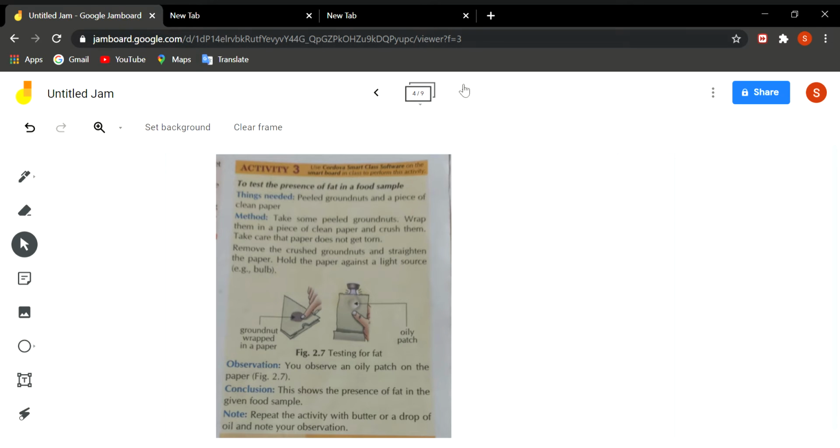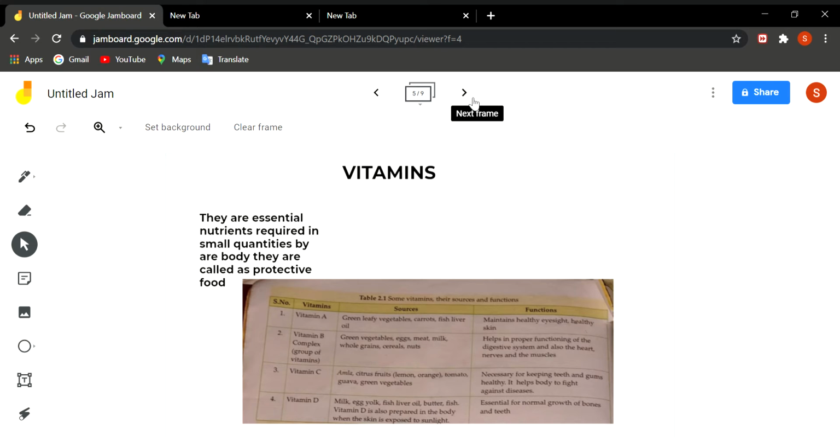Okay. Now we shall discuss vitamins. You must have heard the name of vitamins. Vitamins are essential nutrients required in very small quantities for normal functioning of the body. The foods rich in vitamins are called protective foods. There are different types of vitamins which your body needs, like vitamin A, B, C, D, E and K. Each vitamin occurs in a particular kind of food and performs a specific function.